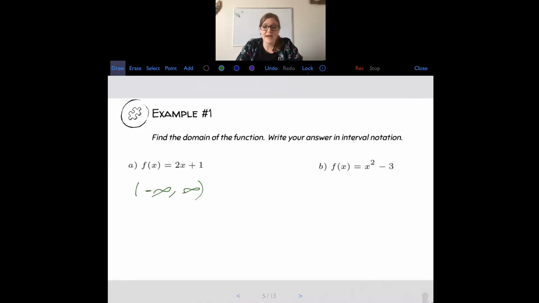Part B, f of x equals x squared minus 3. Again, we can plug in any number and square it. There are no restrictions, no square roots or denominators. So again, we have -infinity to infinity.